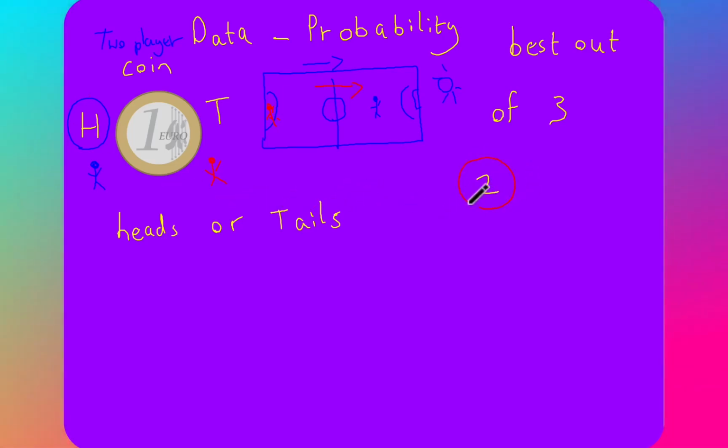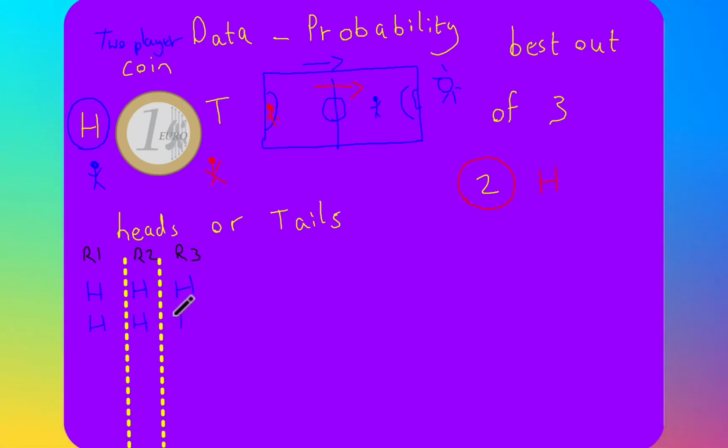Okay, without further ado, we're going to talk about our coin toss game and how we need to get at least two heads. Best out of three, we're going to have three flips. So there's going to be three rounds: round one, round two, and round three, because we're going to have to find the best out of three. Say we get heads three times. We say heads, heads, heads. We could get heads, heads, tails. We could also get heads, tails, heads. And we could get tails, heads, heads.